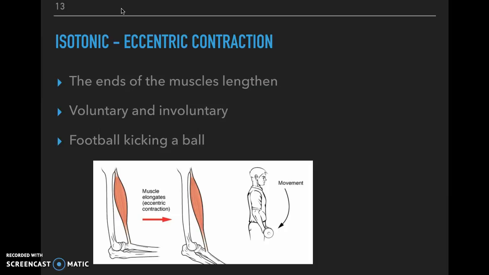And the opposite is isotonic eccentric contraction, where the ends of the muscles are lengthening. So again, you could use the example of weightlifters when they're putting the weights back down. The bicep brachii is lengthening and the tricep brachii is shortening. Or another example is kicking a football, where you extend your leg to kick out and your hamstring muscles are lengthening. These movements can be voluntary or involuntary. Involuntary movements would be reflexes where you're not actually thinking about it.